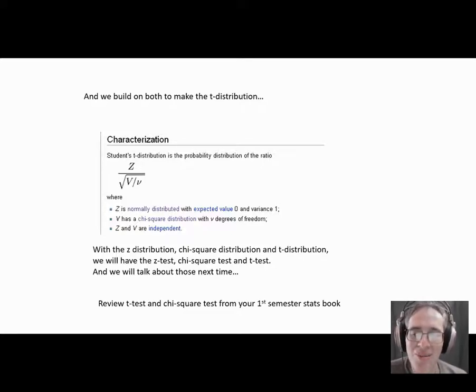In the meantime, if you're done with this lecture and waiting for the next ones to post, you can review the t-test and chi-square test from your first semester stats book.